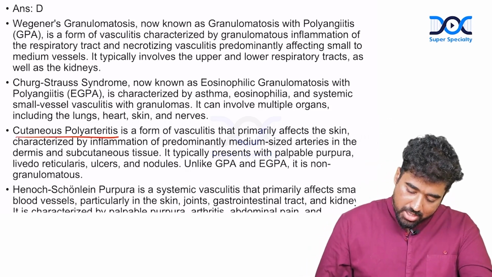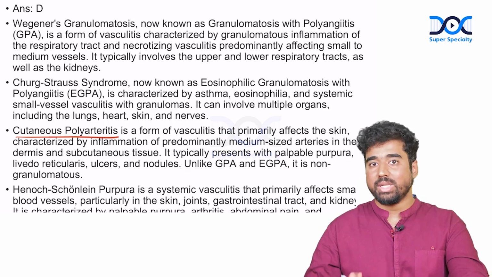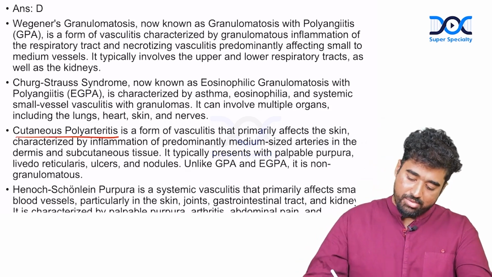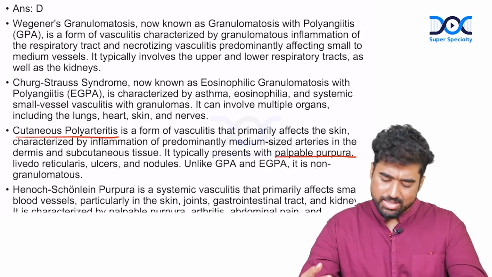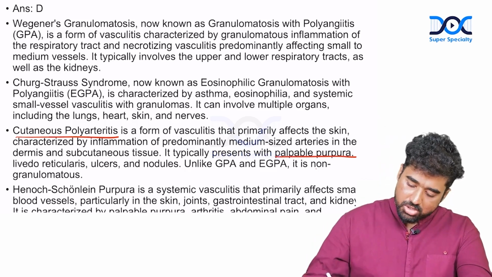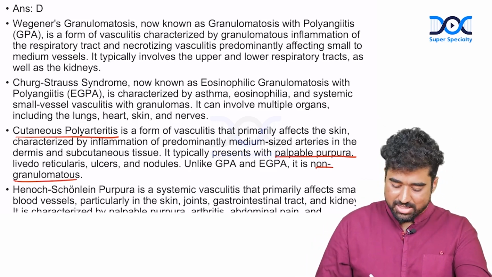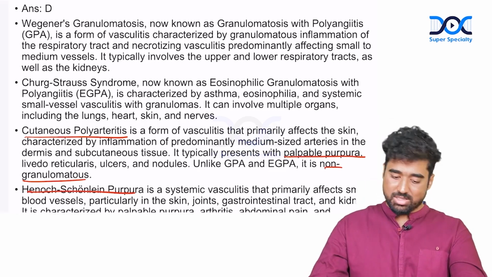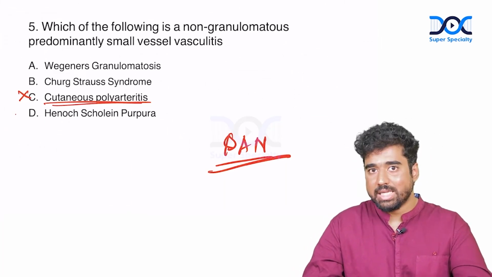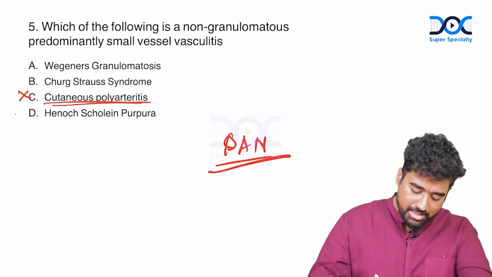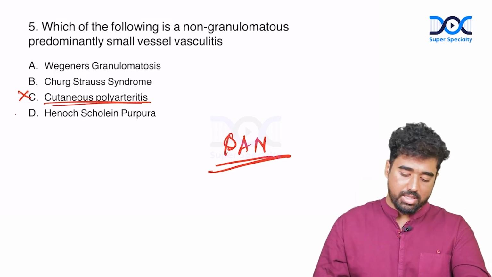Then you have cutaneous polyarthritis, which is mainly a cutaneous variant of PAN, seen with palpable purpura, livedo reticularis, ulcers, nodules, gangrene, etc. And it is non-granulomatous. Then you have HSP or IgA vasculitis, which is a systemic vasculitis of the body, and it is a small vessel vasculitis which is non-granulomatous, and hence that is the correct option here.